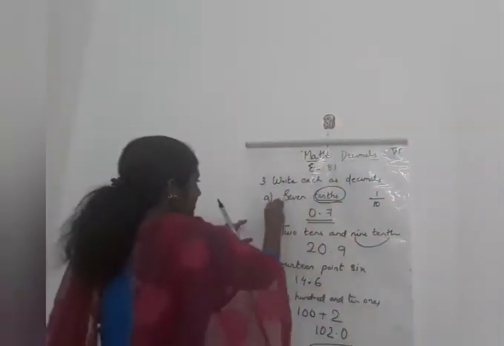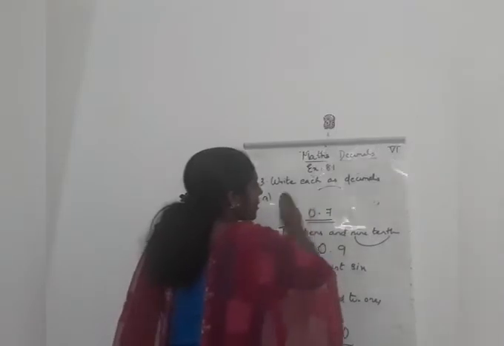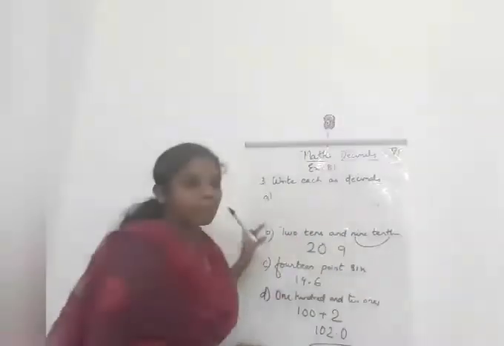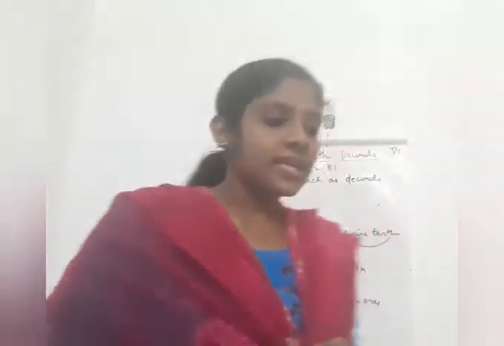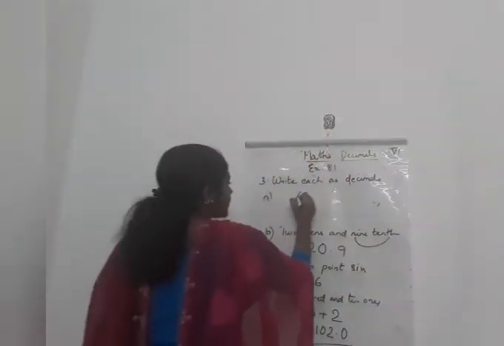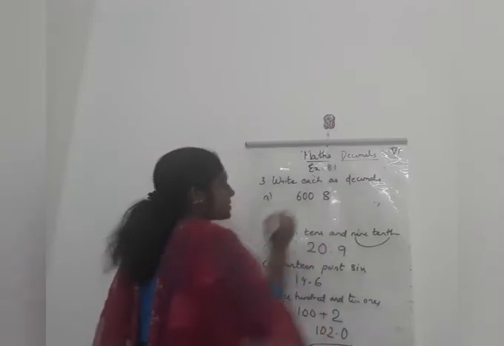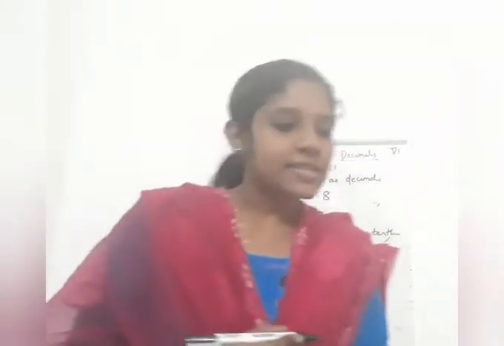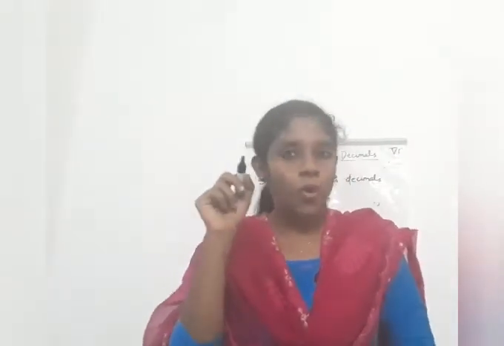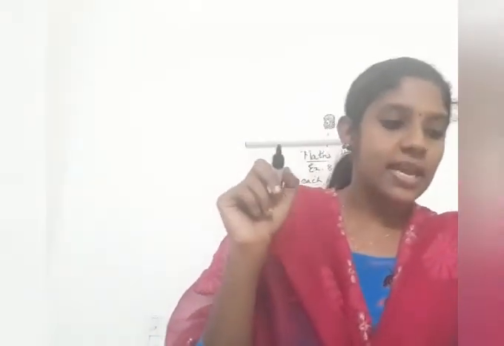600.8. How will you write 600.8? 600.8 it is 600.8. Okay, so that is an easy question. You just have to read, like when 7 tenths is said it comes as 0.7. Read the question and then write.